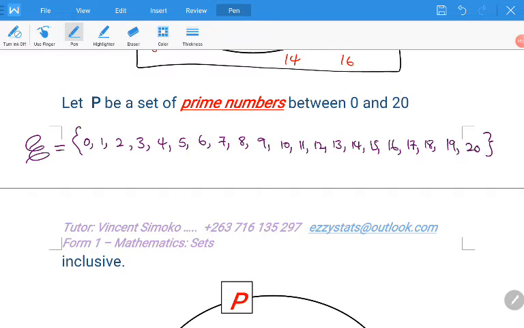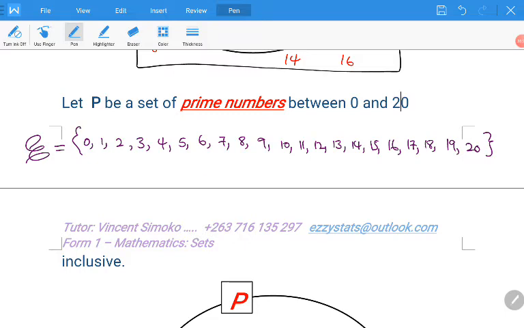So we want to highlight all the prime numbers that we have. 0 is not a prime number. 1 is not a prime number. A prime number should be greater than 1. Another definition of a prime number is a natural number greater than 1 that is not a product of two smaller natural numbers.